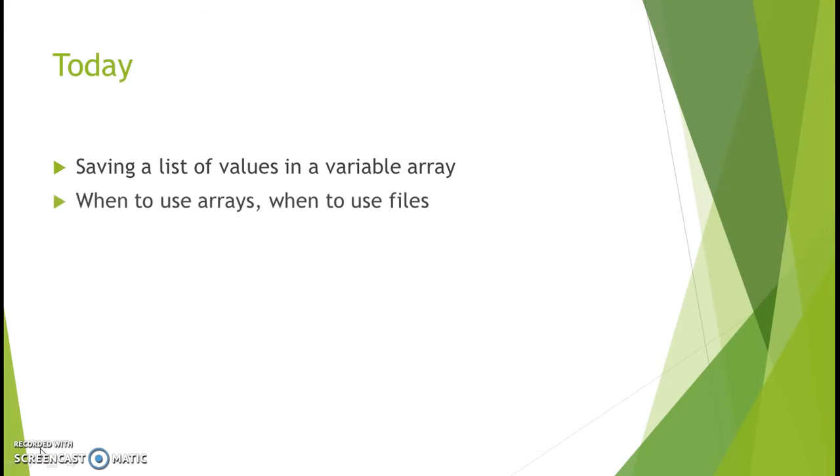Okay, so yesterday we talked about displaying pictures and we talked about working with other kinds of files. Today we're going to talk about something that's complementary to that idea of retrieving values from files. We're going to talk about saving a list of values in a variable array. And we're going to try to get an understanding of when we should use arrays and when we should use files for contents.